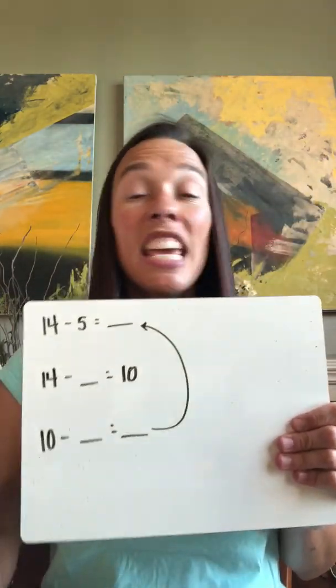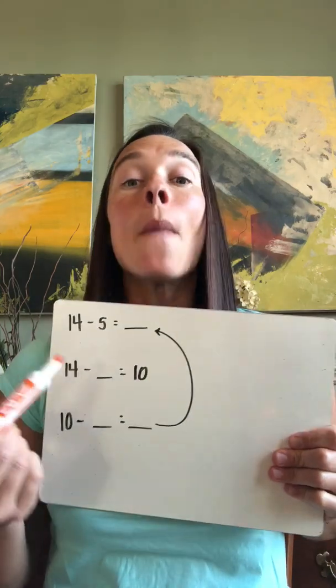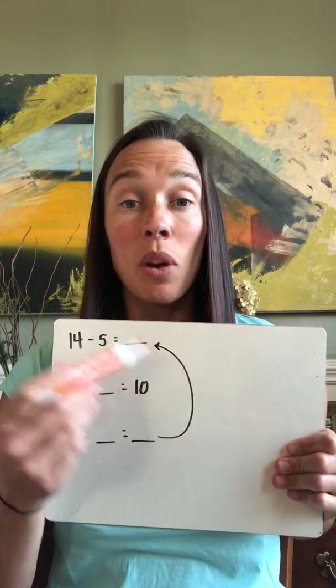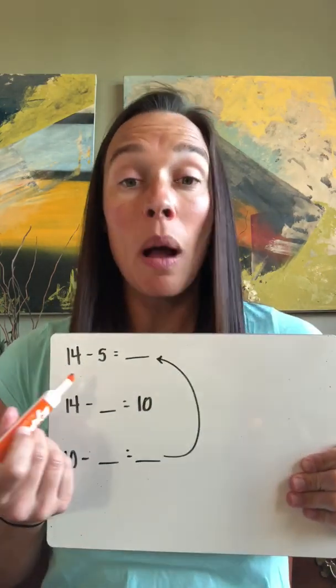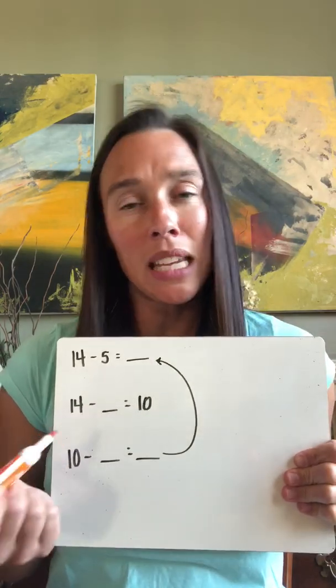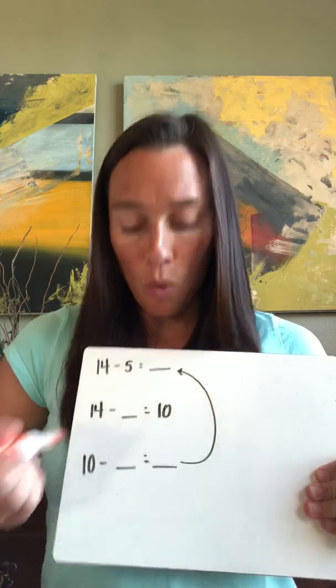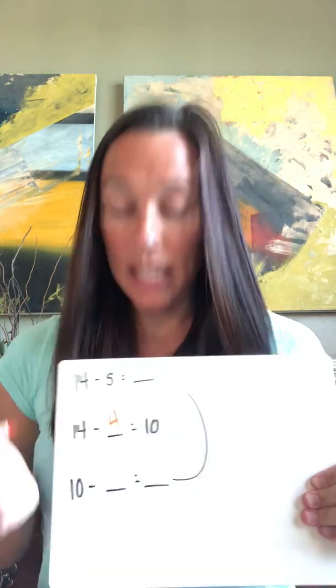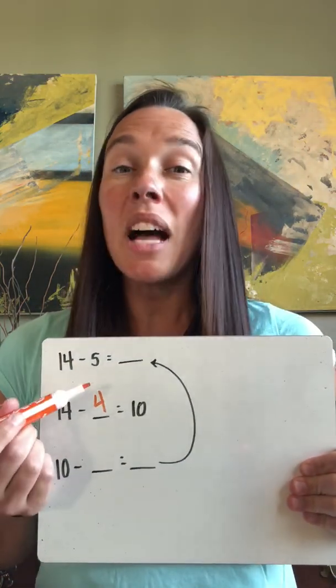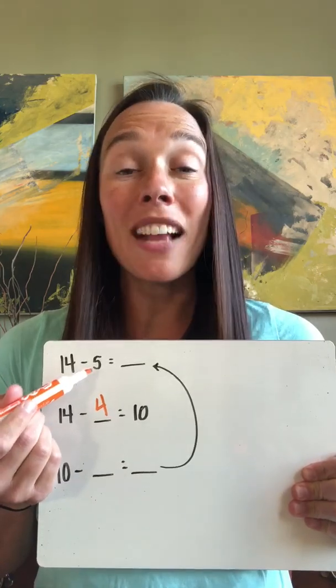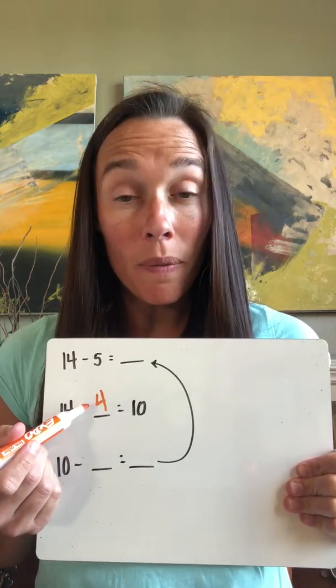Now, my last problem has no 10 frame. It has no number line. But what it does have is us going through the same thing. So I'm at 14 and I want to get down to 10. 14 take away what is going to give me 10? 14 take away 4 is going to give me 10, right? But I've got to go back 5. I've already gone back 4.